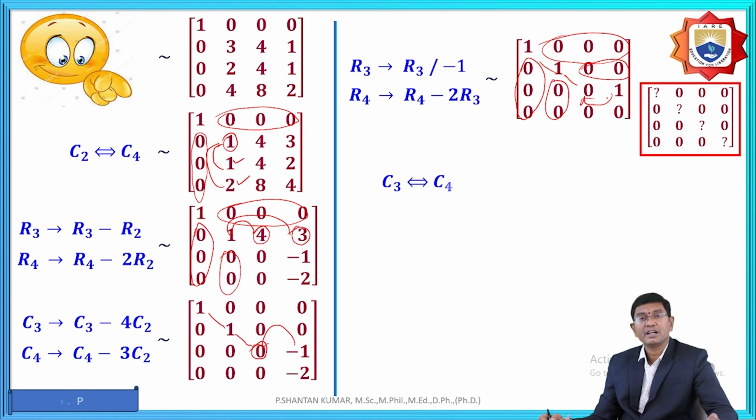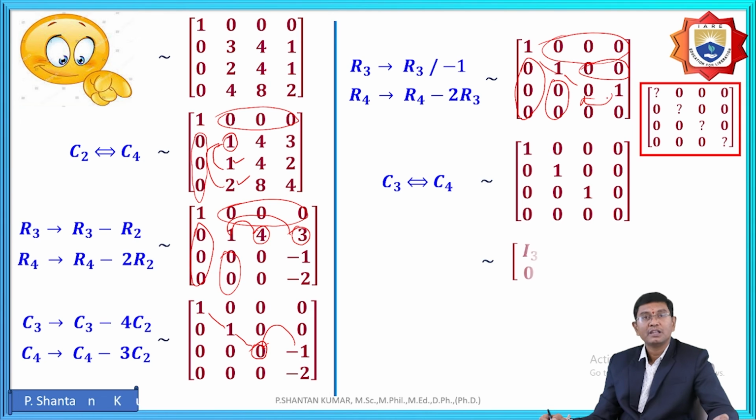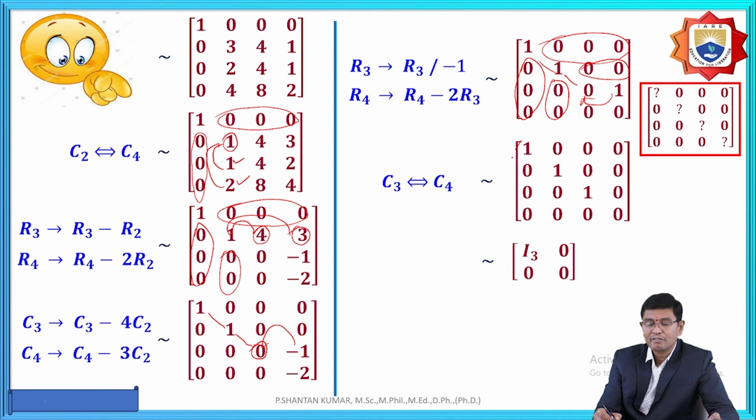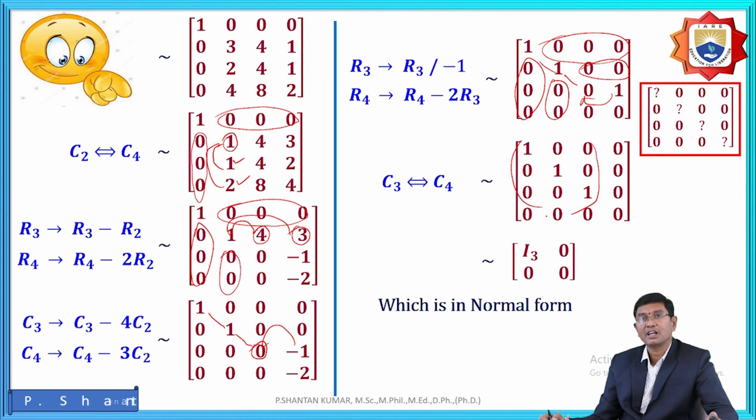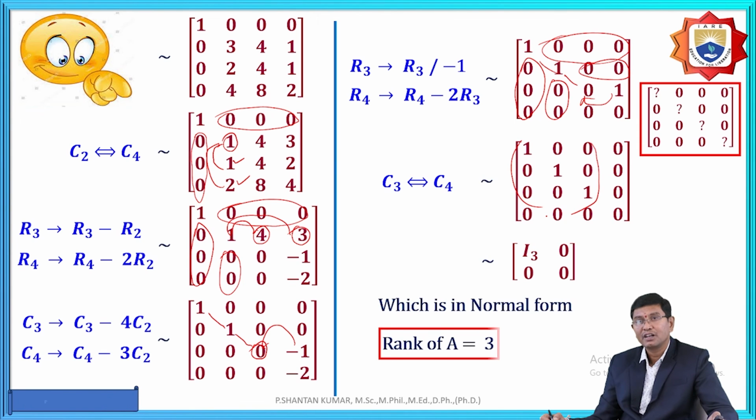Therefore, we applied the column interchange C3 and C4, and the matrix is reduced to this matrix. Clearly, from here to here it is a 3 by 3 unit matrix. Therefore, the conclusion is that it clearly satisfies the normal form of a matrix. The rank of the matrix is the order of the unit matrix, which is 3. Therefore, the rank of the matrix is equal to 3, because it is in normal form.